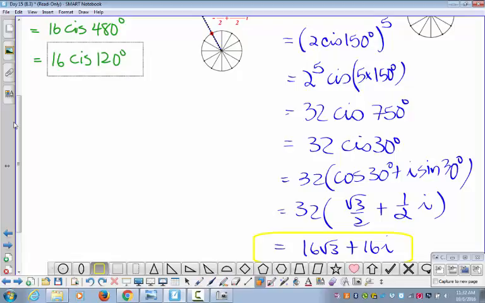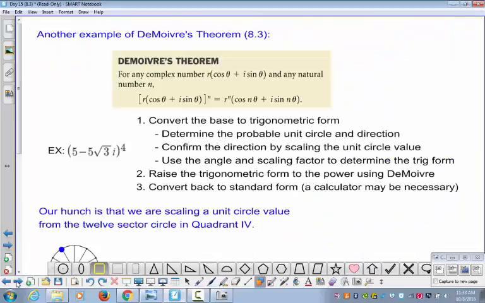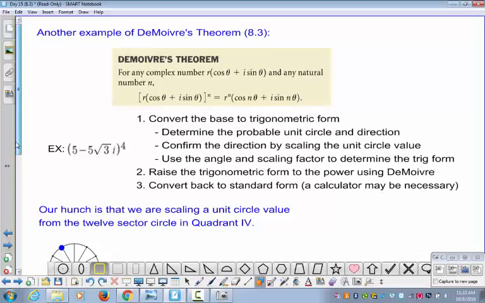Okay. Any questions on any step? Convert to polar or trigonometric form, and then De Moivre's theorem. All right, let's do one more.